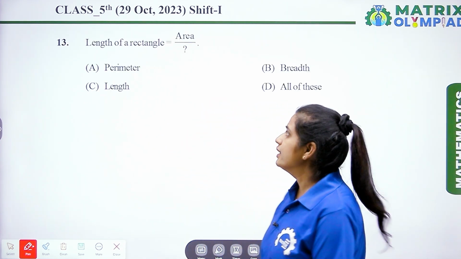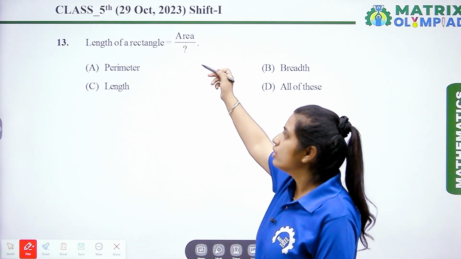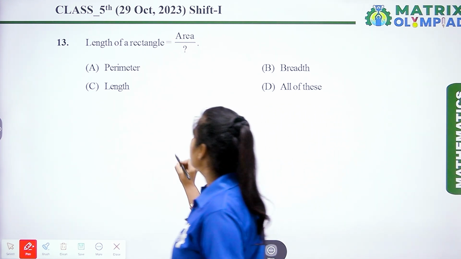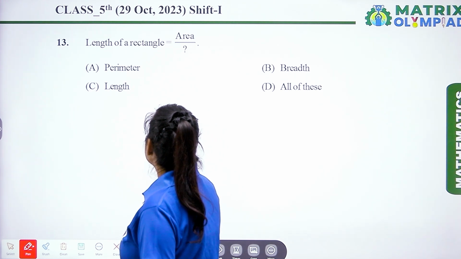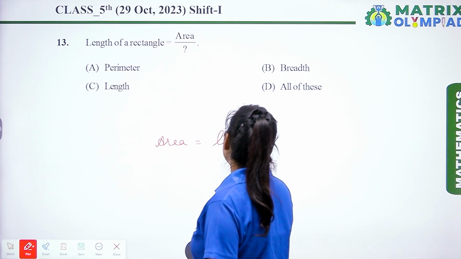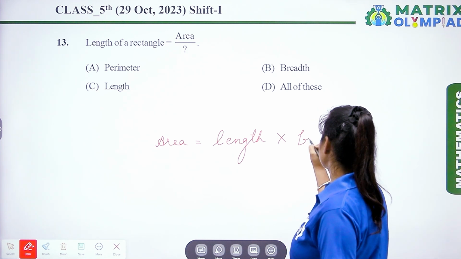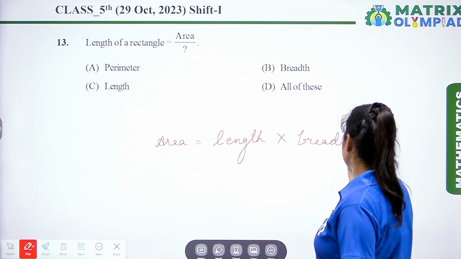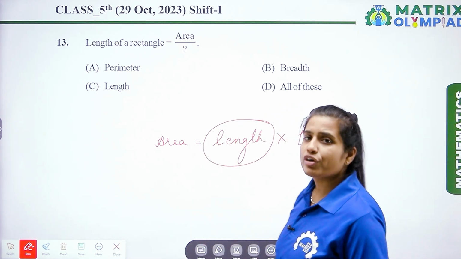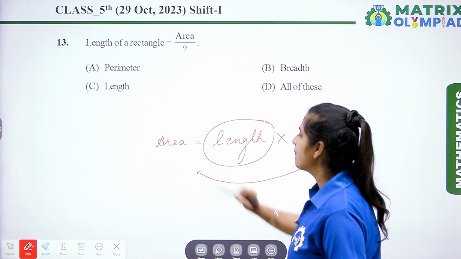The next question is: length of a rectangle is equal to area upon question mark. So here we have to fill in the blank. What is the area of a rectangle? That is length multiplied by breadth. So to find out the length, what are we going to do? We are going to divide area by breadth.